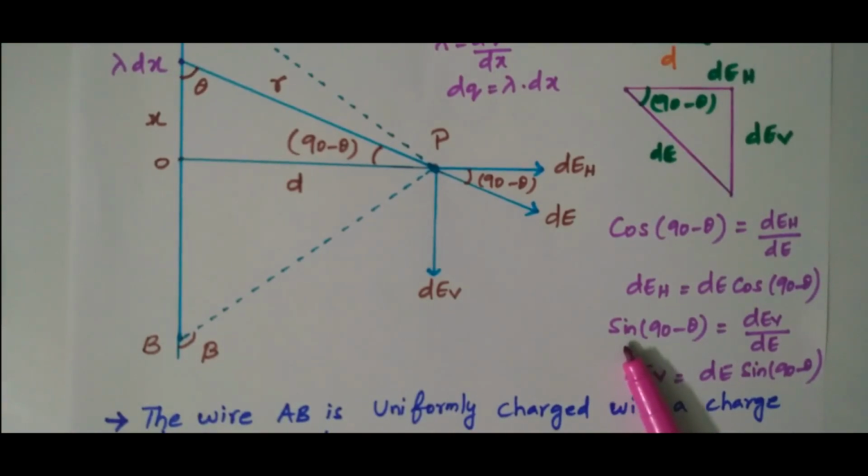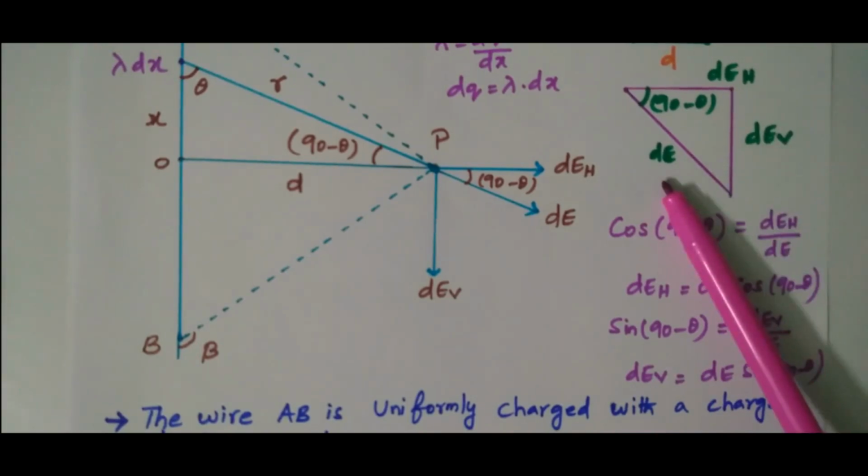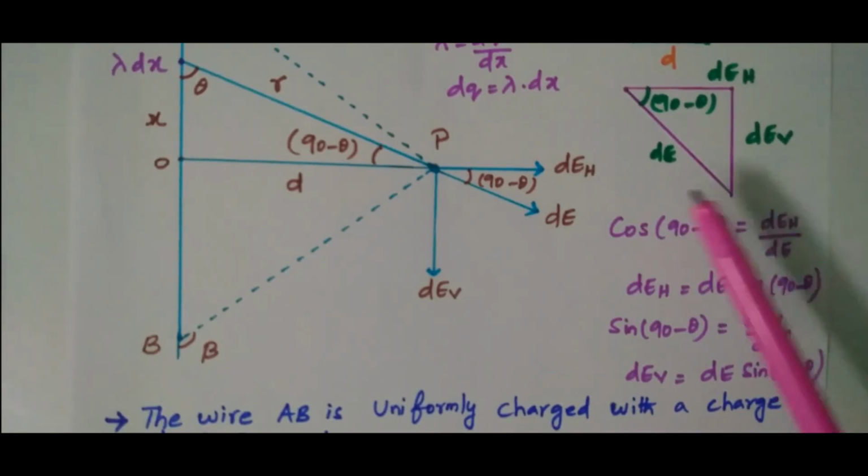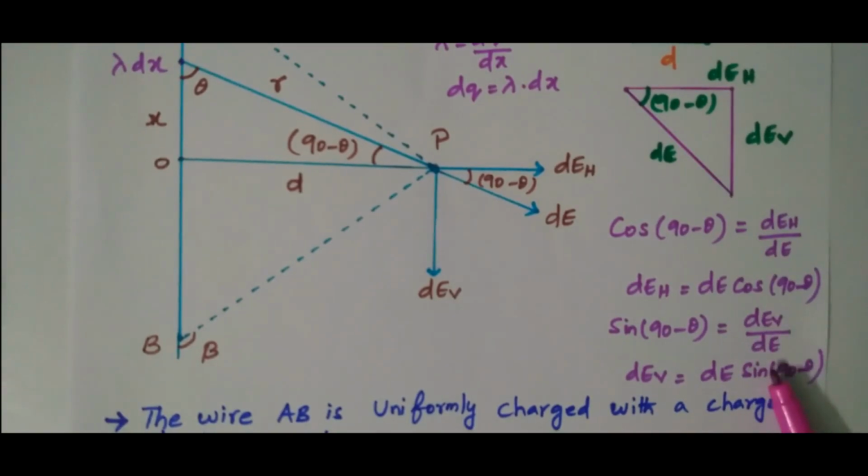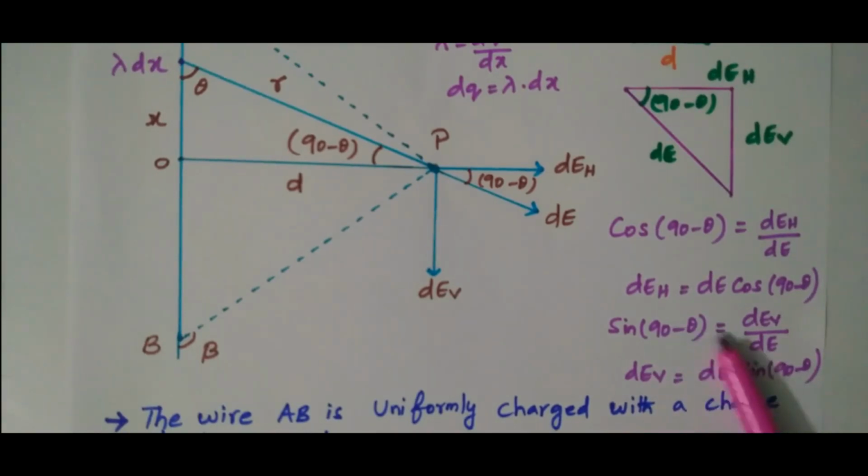Similarly, we can find sin 90 minus theta. Sin 90 minus theta means opposite side by hypotenuse. Opposite side is dE_V, hypotenuse is dE. So dE_V by dE is given by sin 90 minus theta. You cross multiply this, so that dE_V equals dE sin 90 minus theta. So vertical component equals total component multiplied by sin 90 minus theta, right? Now we got the expression for horizontal component as well as vertical component. From that we can find the total component also, right?